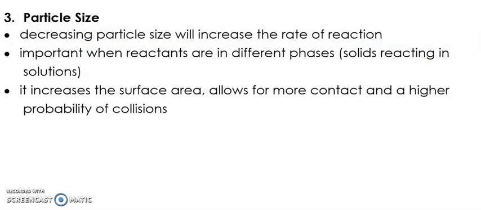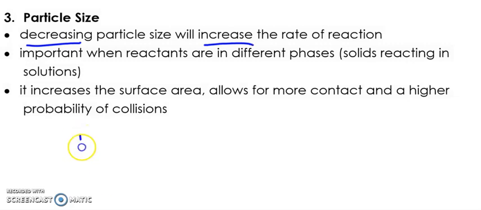So the third variable is particle size. If you decrease the particle size, you will increase the rate of reaction. So we're decreasing particle size, we'll make it go faster. This is really important when reactants are in different phases, for example, when you have a solid that's reacting in a solution. And this is true for things that are dissolving as well. It increases the surface area, which allows for more contact and a higher probability of collisions.